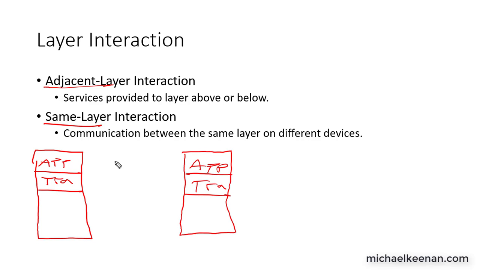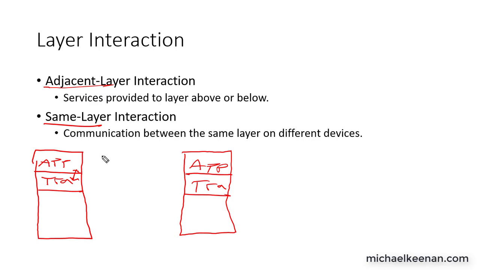What adjacent layer interaction means is that it provides a service to the layer above or below it. For example, the transport layer is going to provide a service to the application layer. So the transport layer is going to take the information given to it from the application layer and encapsulate it into a segment. So that is what is called adjacent layer interaction between layers on the same device.